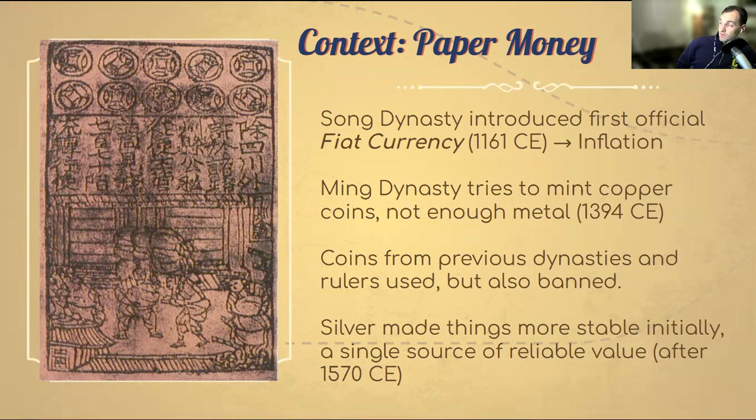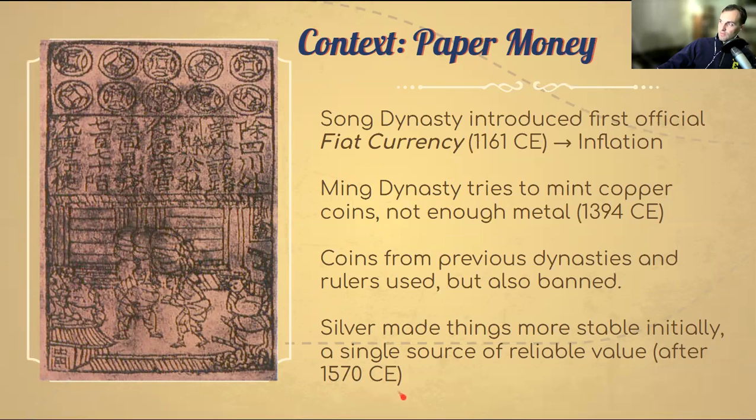Coins were just considered something that people liked to use because they knew what was in them. They knew they were made of copper and they knew they had a set value. So when the influx of silver finally arrives in China after 1570, this is going to be a huge game changer, because not only is this a single source of reliable metal value, it brings a great deal of stability to Ming Dynasty China. And it promotes a lot of inter-Asian trade.